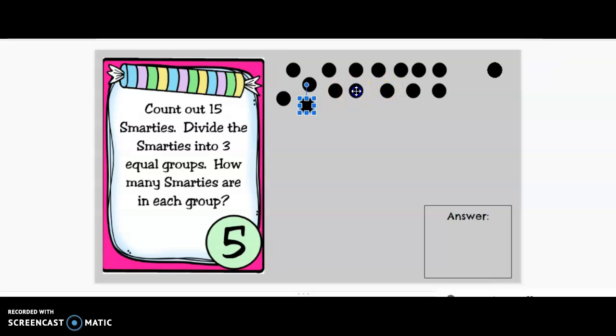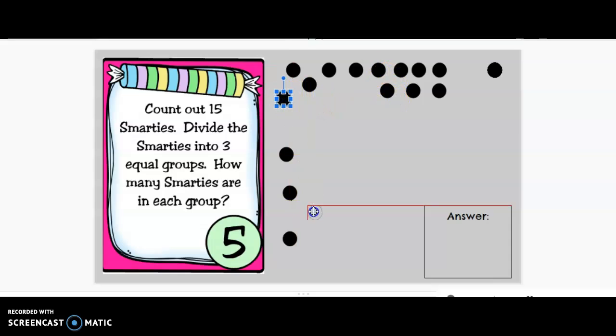So I'm going to make my 3 equal groups. 1, 2, 3. Okay, so as you can see, I have my 3 equal groups, 1, 2, 3, and now I'm going to divvy up the rest of my Smarties right here into my 3 equal groups.